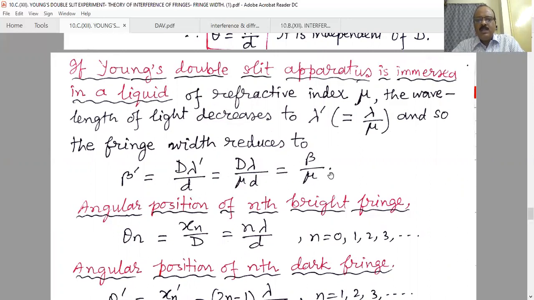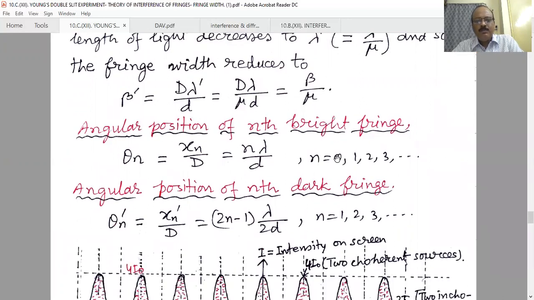Therefore, there will be a change in the fringe width if we imagine that the whole setup is kept in another medium with refractive index μ.